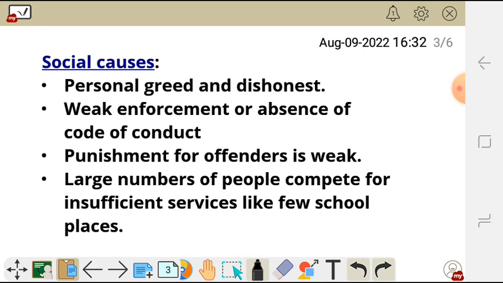Another cause of corruption is that punishment for offenders is weak. If the punishment for offenders is weak, then that can cause corruption. And lastly, we have large numbers of people competing for insufficient services, for example, few school places. If you have a large number of people competing for insufficient services, then we are going to have corruption. People start being corrupt to fight for those places and services. These are some of the social causes of corruption.